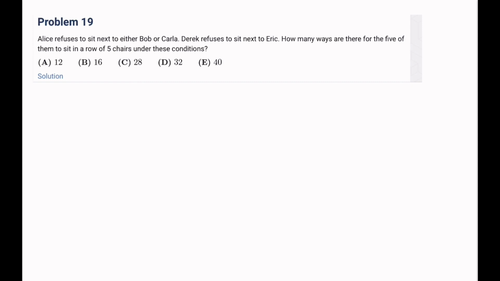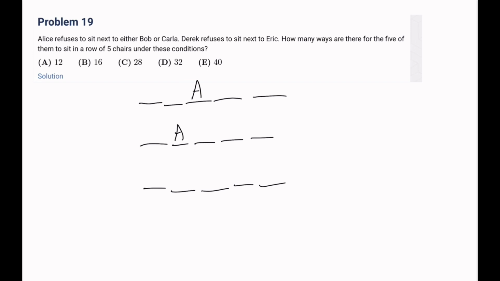So we have 5 seats, right? And we can have 3 different possibilities. The first is when Alice is in the middle, and the second is when Alice is in the second or the fourth, and they're the same thing, so we just multiply by 2.